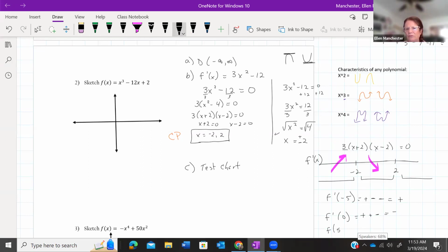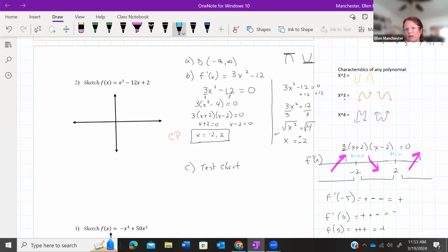And then for the last interval, I'll just use 5 again. 3 is positive, 5 plus 2 is positive, 5 minus 2 is positive, so the whole thing is positive. So there is your maximum. Here's my maximum, and here's my minimum. Maximum, minimum. All right, so I'm going to stop right there.